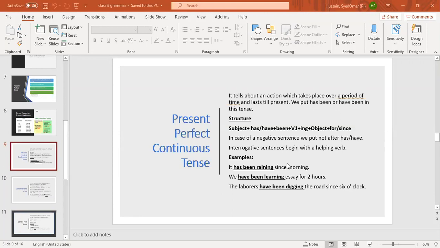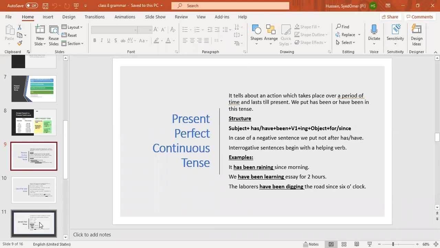Now, beta, simple past tense. Who will tell me simple past tense? Can I, teacher? Yes. Action that happened in the past, and we use second form of verb. Good. It tells about an action which happened in the past, and we put the second form of verb in this sentence. Okay. Good, beta.